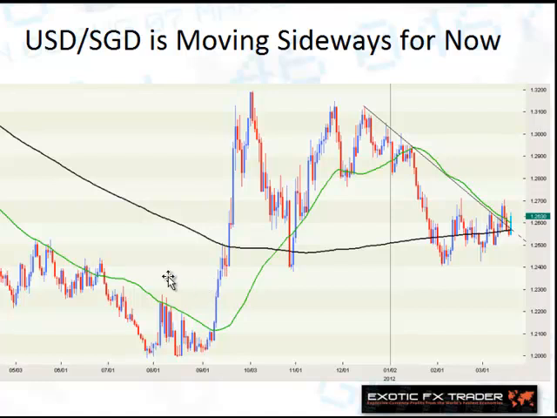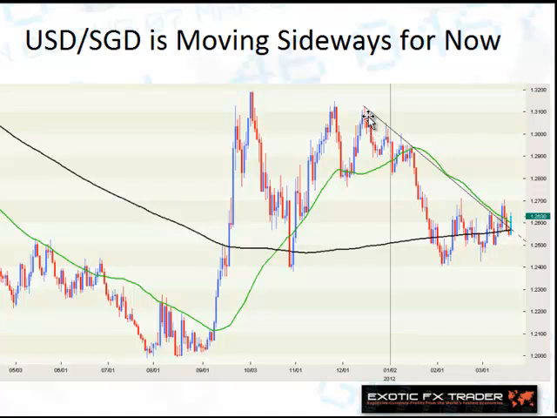So this is a daily chart of the pair USD SGD. And here we have a 50-day moving average in green, and the 200-day moving average is the black line. For the past 2 years, there was a clear downtrend in USD SGD, with the Singapore dollar appreciating against the dollar. But the Singapore dollar is now moving sideways, and notice that in recent days the price has been very choppy.